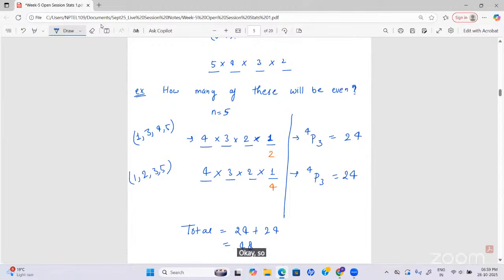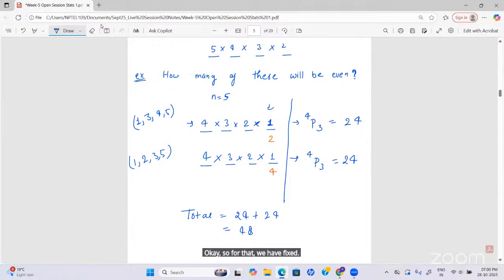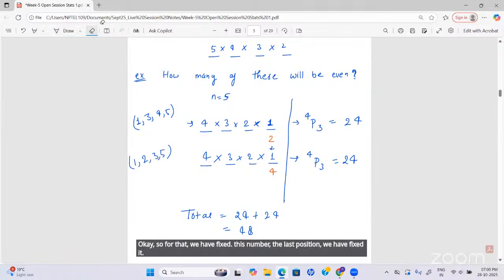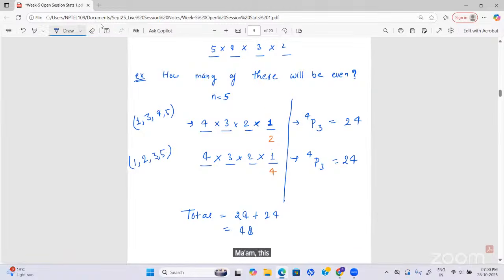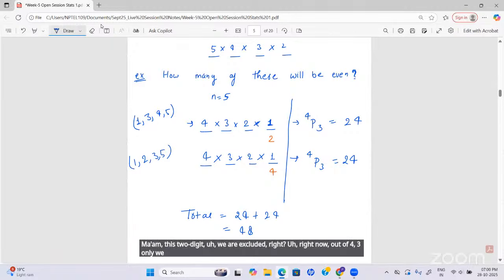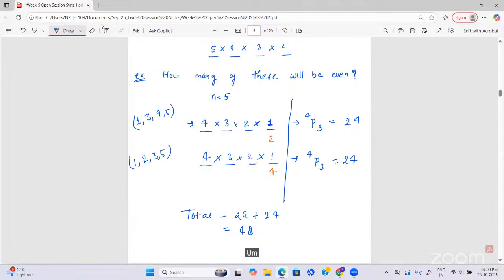So we have one more condition according to which we have to solve this question. For that, we have fixed the last position. Ma'am, these two digits we have excluded, right? Right now, out of 4, we have taken only 3. So we have to add a 2, right? This 2 and 4.